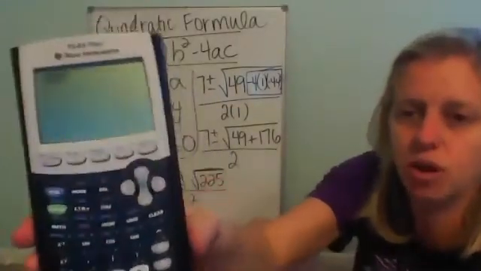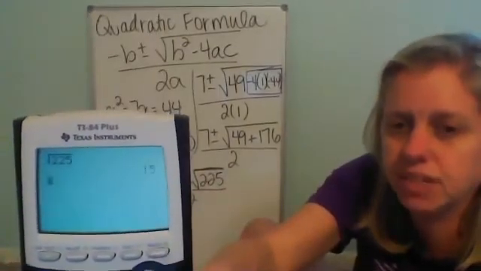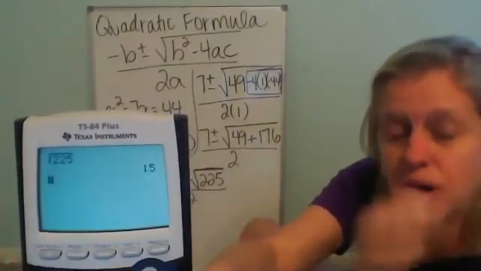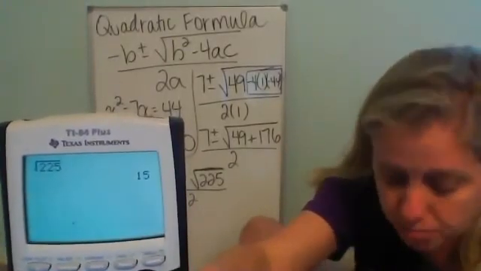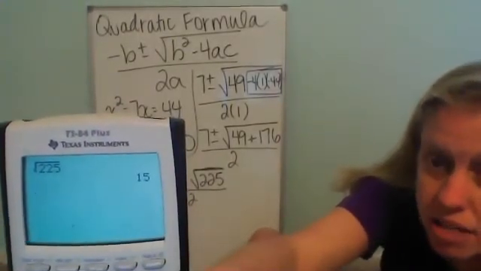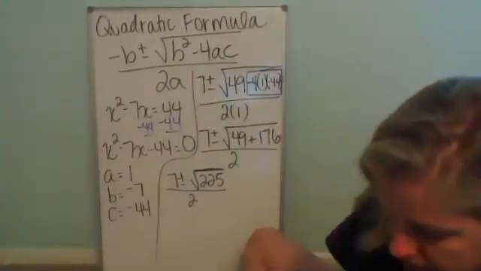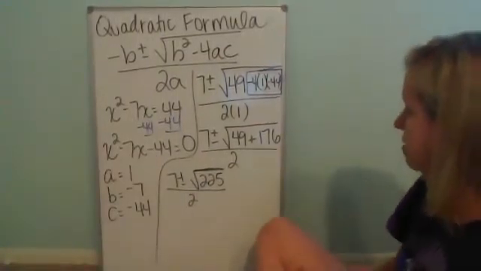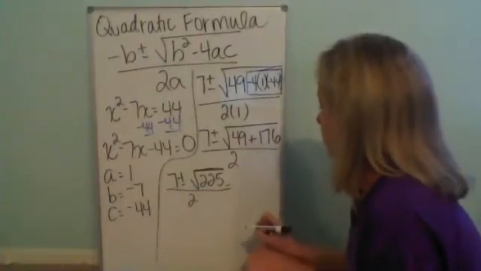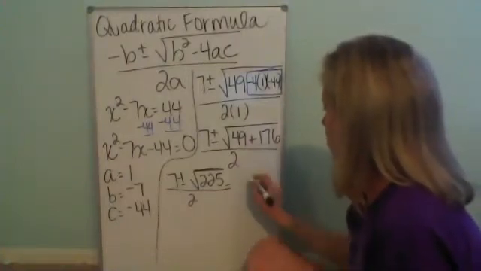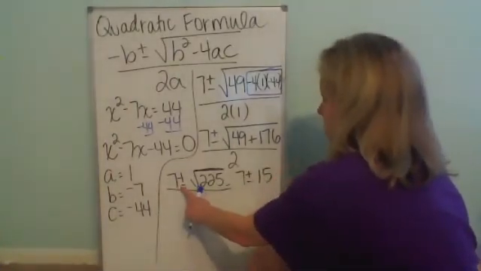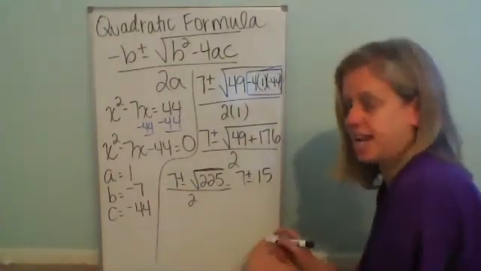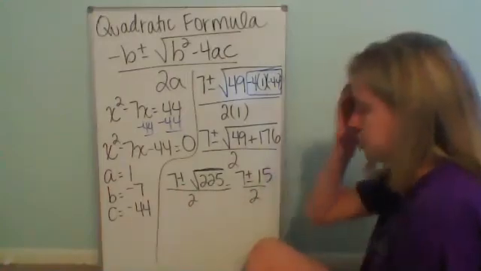So the square root of 225 and hit enter. Well, it is a perfect square. It's not one that I normally think of because it's a little higher than the numbers I'm usually dealing with. But the square root of 225 is 15, plain 15. So let's see, I'm running out of room here. So I'm going to have 7 plus minus, well, the square root of 225 is just 15 over 2.